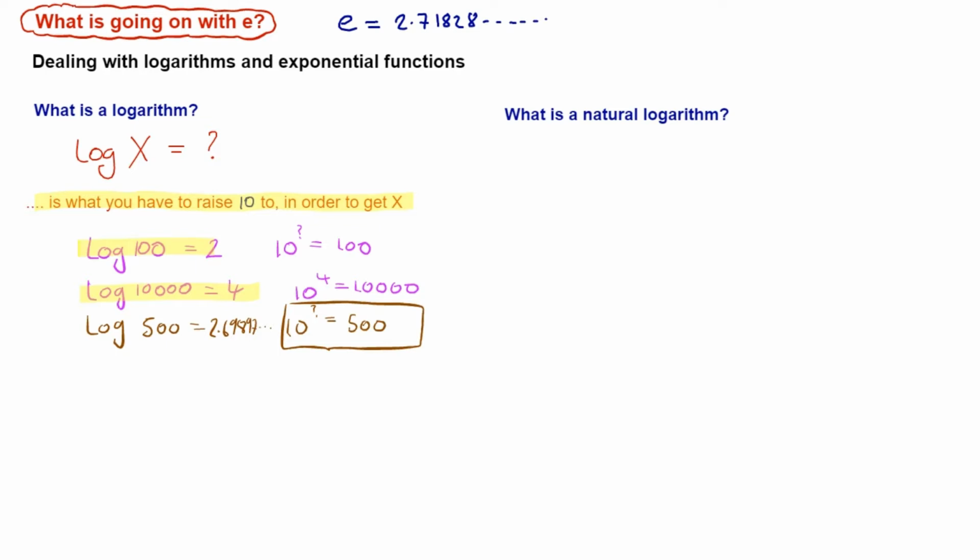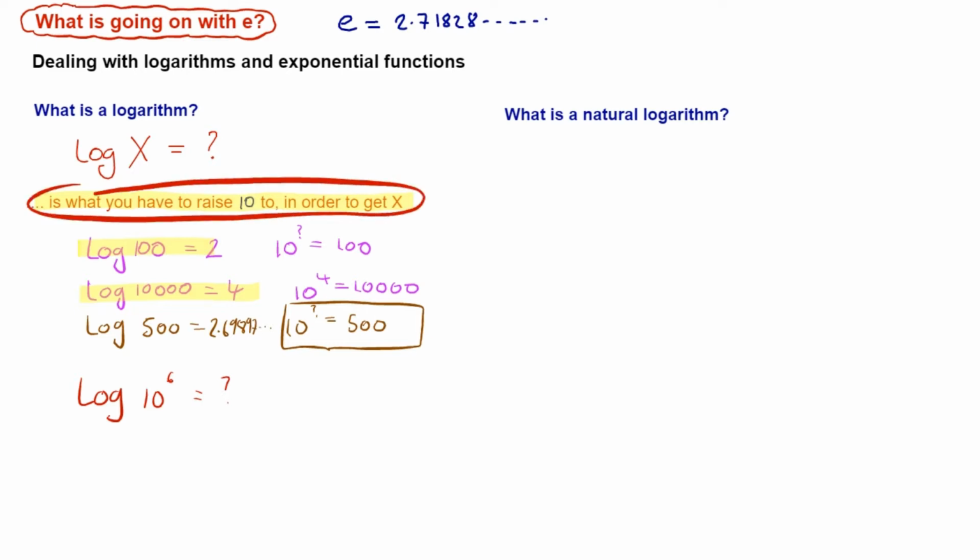If we see something like this, if we have the log of, say, 10 to the 6, and we ask what's the log of 10 to the 6? It's worth noting that that's really simple, because going back to this, what do we have to raise 10 to, to get 10 to the 6? Well, obviously, it's 6, because 10 to the 6 is 10 to the 6.